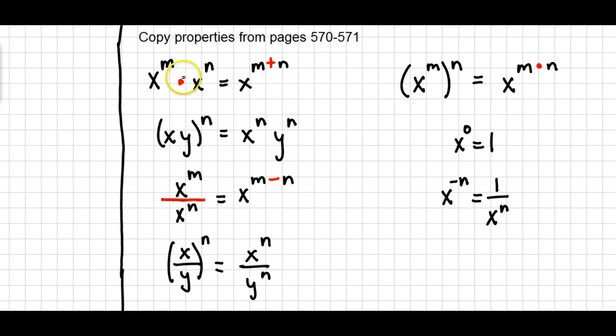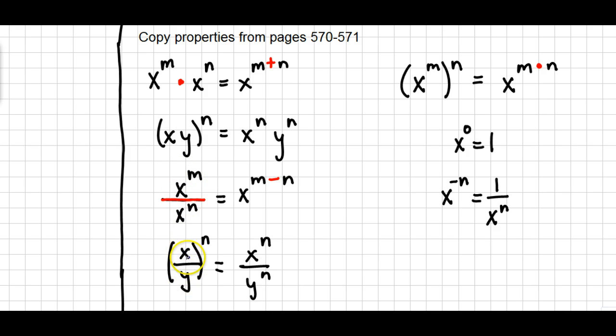Similar to the first one, when you're multiplying, that turns into addition. When you're dividing, that turns into subtraction. So if the bases are the same, go ahead and subtract the exponents to simplify your answer. Let's contrast that property now to the one below.